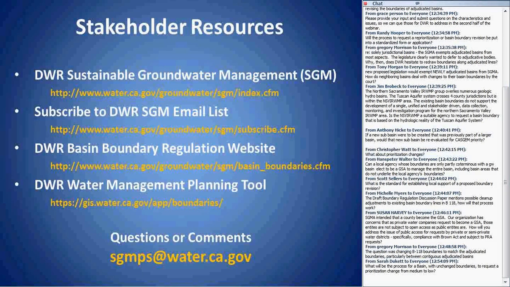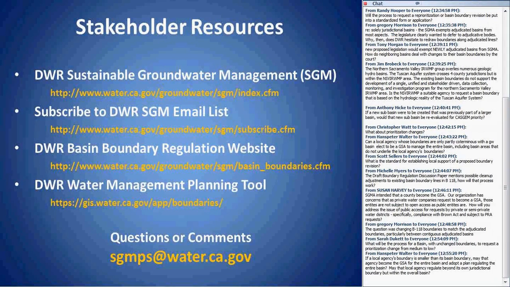So I guess, if I understand the question right, only parts of a high or medium priority basin or sub-basin need to be covered in one shape or form by a local agency that's formed a GSA, a county that's formed a GSA, or only management by the state board.